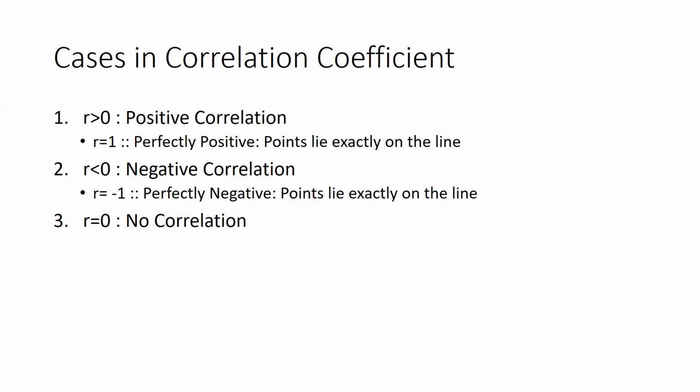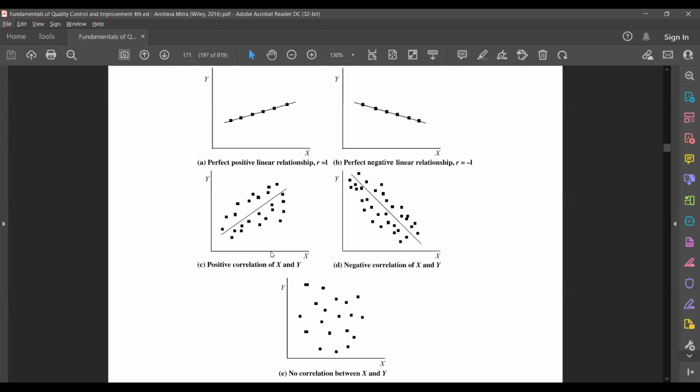So let's look at some graphs. These are from the textbook of Amitabh Mitra again. The graphs are shown for some random data sets. For our understanding, the first case was positive correlation, which is shown on graph C. The second was perfectly positive, which is graph A. Then we had negative correlation, which is graph D, and B, which is the perfect negative correlation. And the last one was no correlation. So these are the five different representative correlation cases which we have.